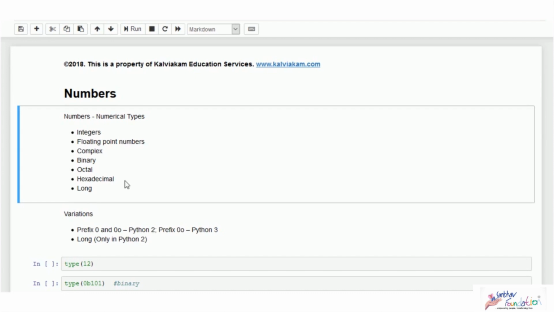Long is a data type that is available only in Python 2. It is used to represent very large numbers. In Python 3, however, we don't have a separate long data type. So whatever number you use is included within the integer or float data types, even if it is long.